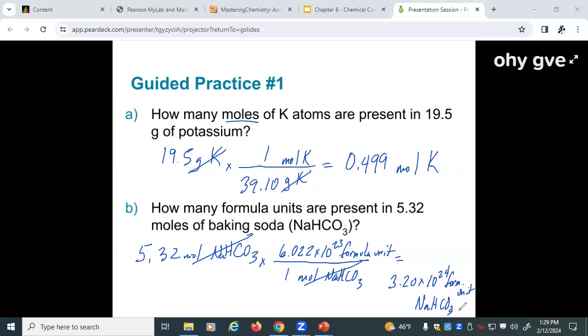So the real trick in here is just recognizing what number you need to use in what situation. And the key word that you always want to look for in these kinds of problems is some kind of a particle term. Either particles itself or atoms, molecules, formula units, ions, those kinds of things. Those are going to tell you that you need to use Avogadro's number in this conversion.